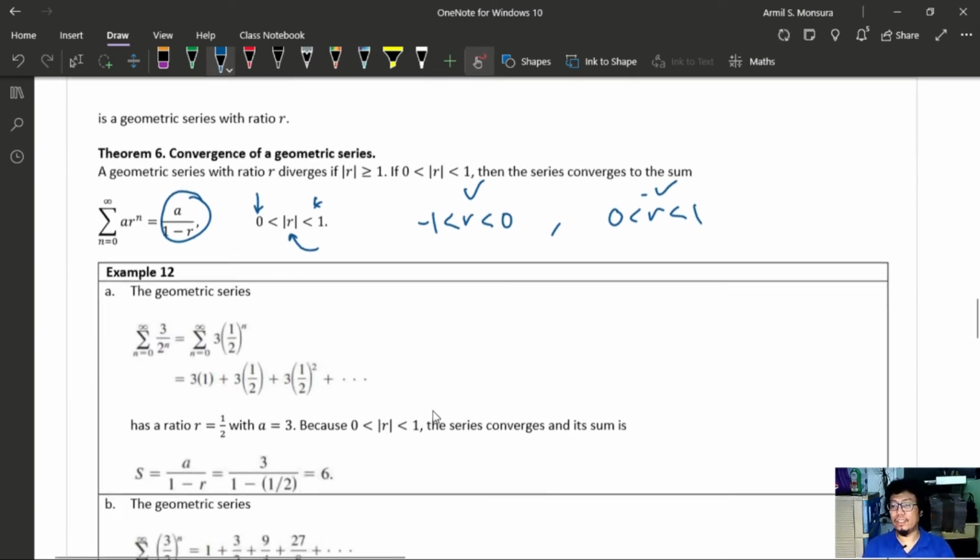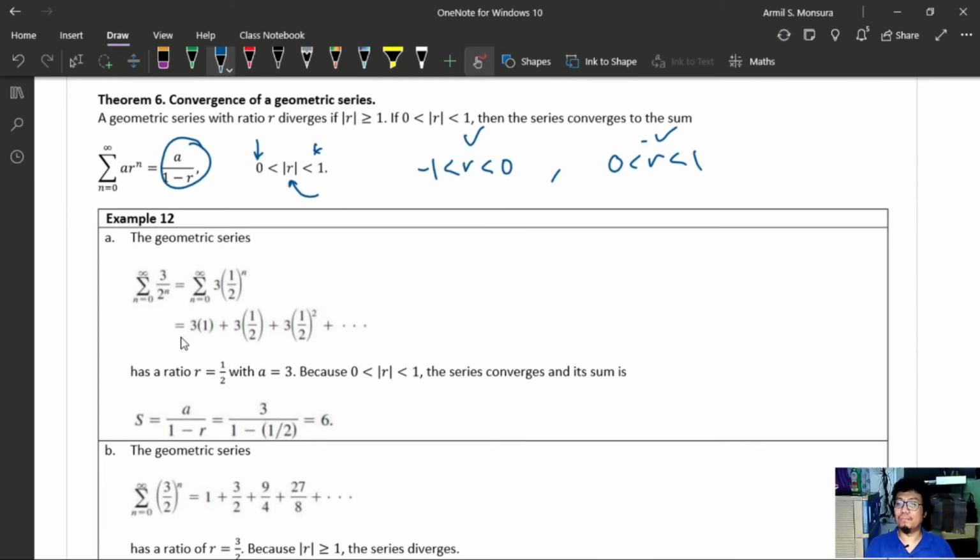So let's look at example 12. Here we have 3 times 1/2 raised to n. If you expand that, it becomes 3 times 1, plus 3 times 1/2, plus 3 times 1/2 squared, and so on. As you can see, this is a geometric series because, to generate this term, you need to multiply by a constant number, which is 1/2. Same thing with this one: to get this term, you multiply by 1/2 also. That makes 1/2 your common ratio. Since r is between 0 and 1, it's a fractional number, so by theorem 6, this geometric series would converge.